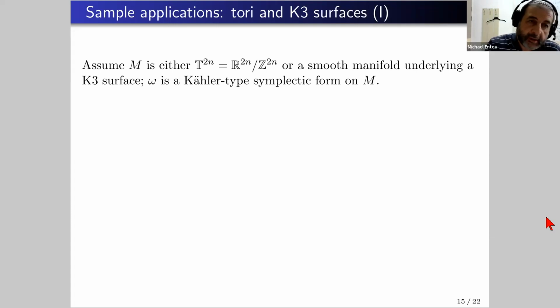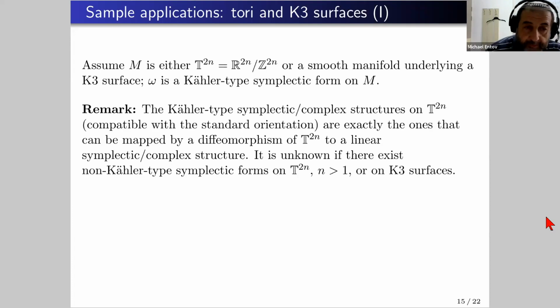Okay. So in these cases also, we're going to use the information about the mirror space of the Kähler-type complex structures on M. And this information was obtained for us by previous generations of complex geometry. Let me just make a few remarks.